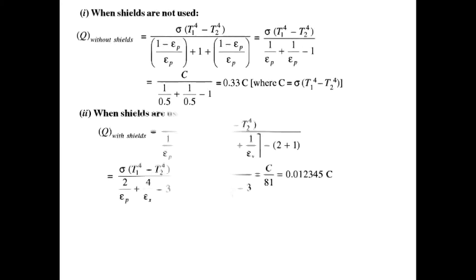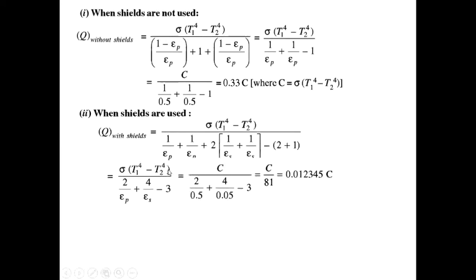Here we apply the formula. So this is 1 by epsilon p plus 1 by epsilon p plus 2 into 1 by epsilon s plus 1 by epsilon n minus 2 plus 1. If we put in the value, we get sigma T1 to the power 4 minus T2 to the power 4 divided by 2 by epsilon p plus 4 by epsilon s minus 3. From this we get Q with shield. This is sigma T1 to the power 4 minus T2 to the power 4, because T1 and T2 both are constant.